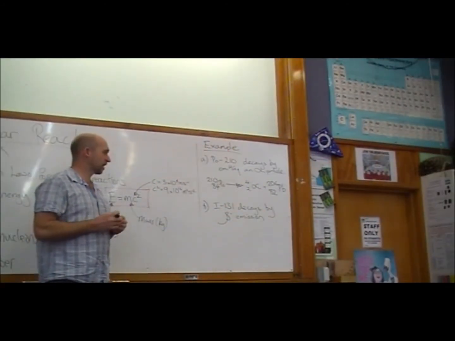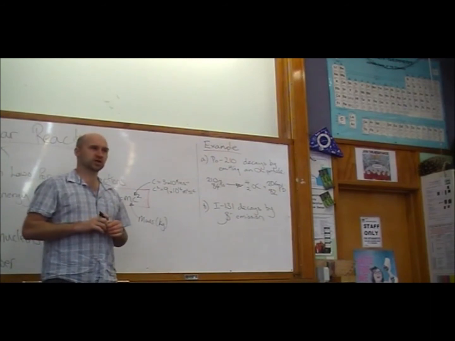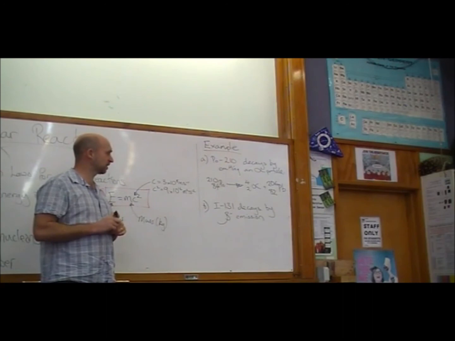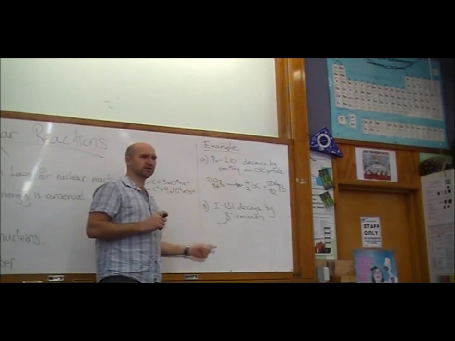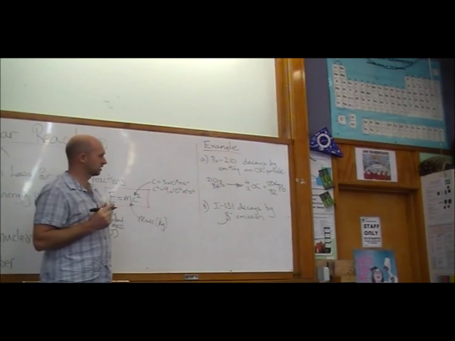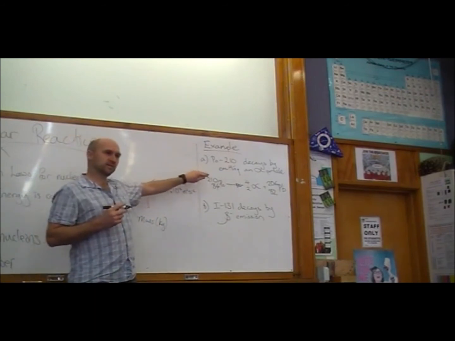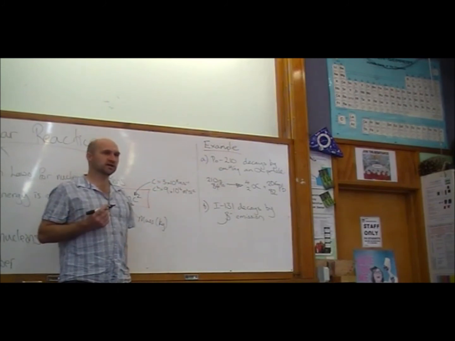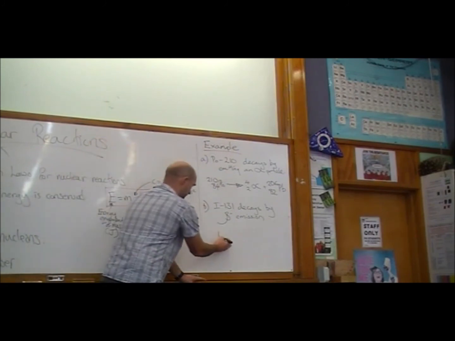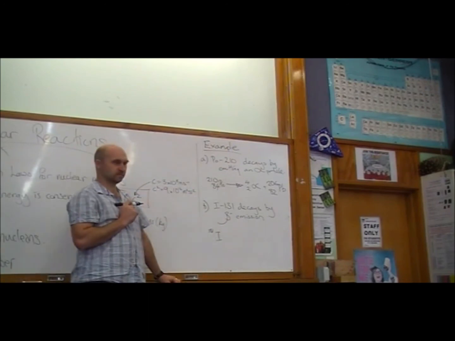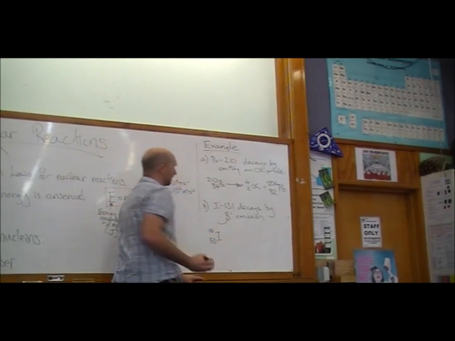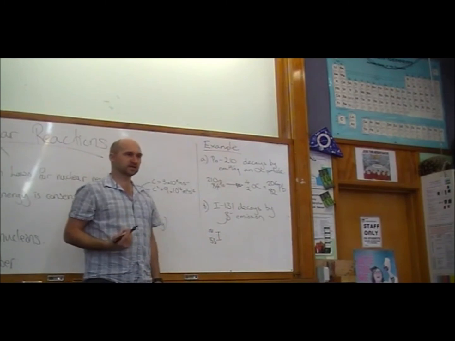Iodine-131 decays by a beta minus emission. Let's try and write down a nuclear reaction for that together. Iodine-131, how am I going to write iodine-131 as a nuclide? With nucleon number, charge number and symbol. What do I write for iodine? 131. 53. Cool. And then it decays by emitting something.